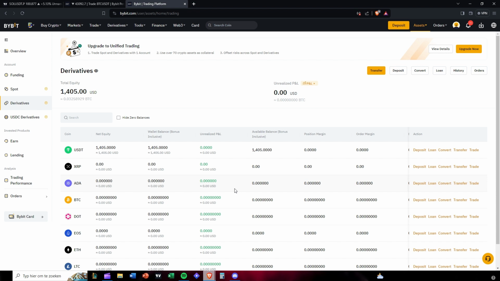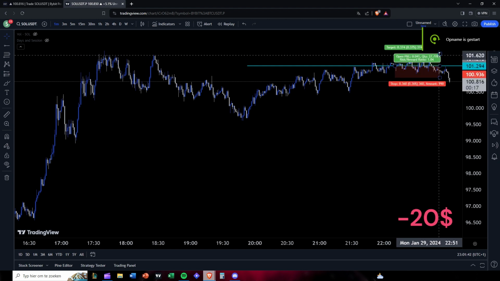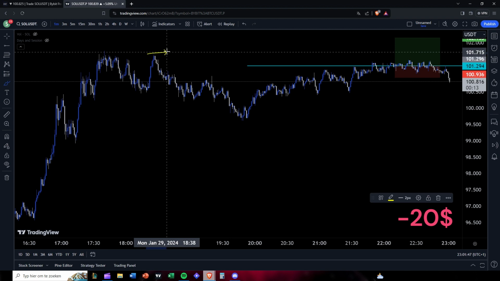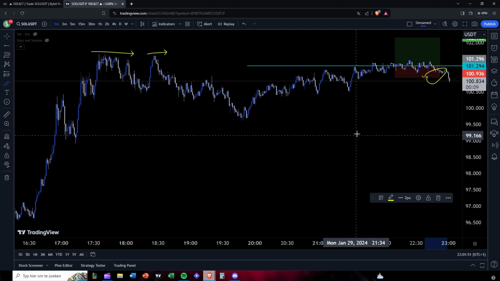I'm going to do it now already because we're up 40%. So that's nice. My second trade was a breakout. I was waiting for the top to pop out, but it didn't do that. So I got stopped out, unfortunately.